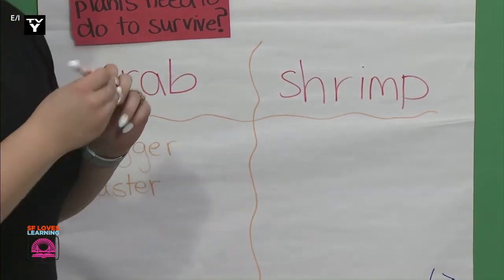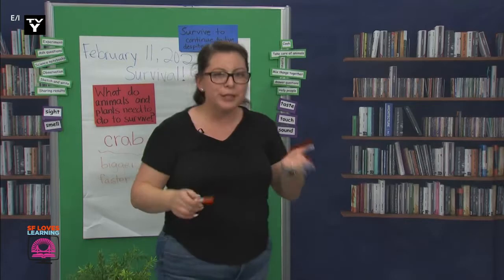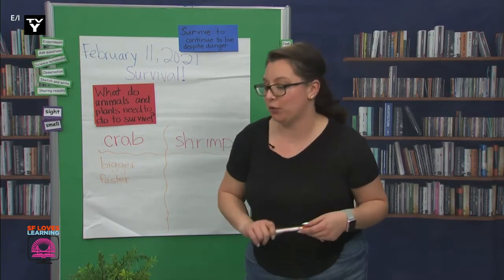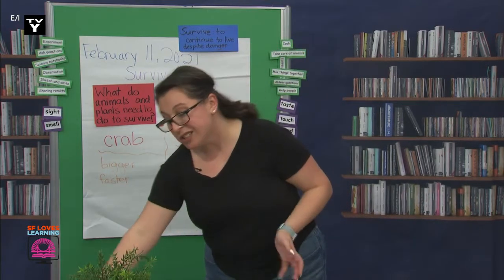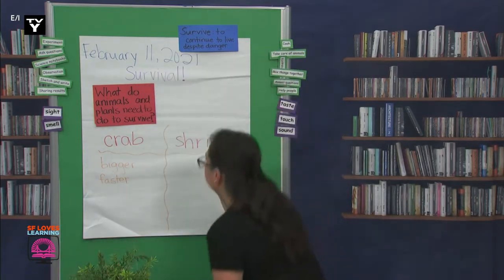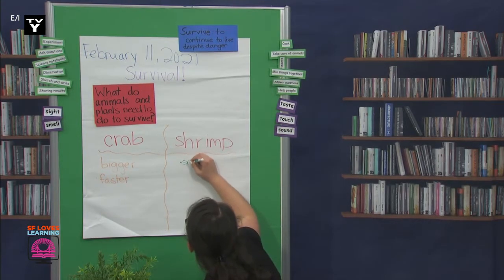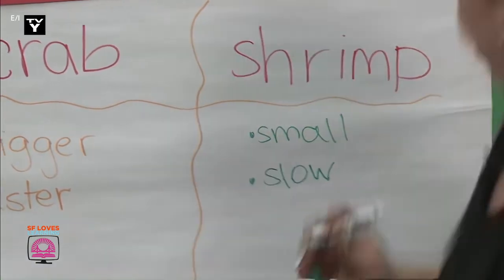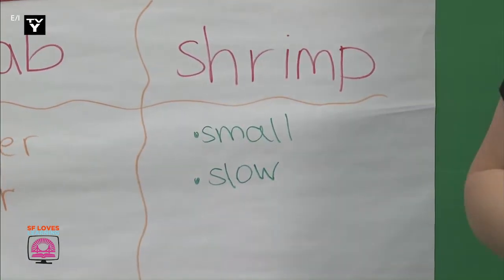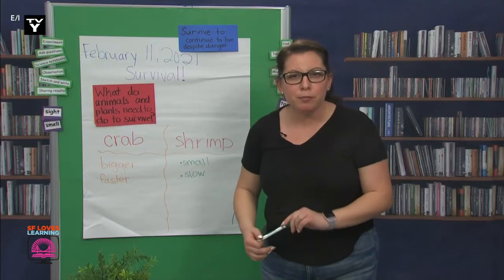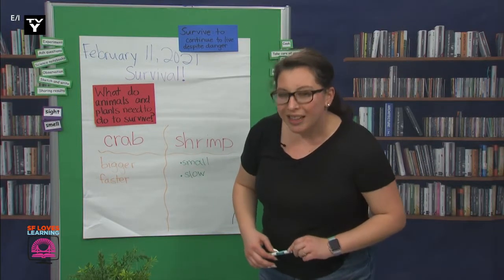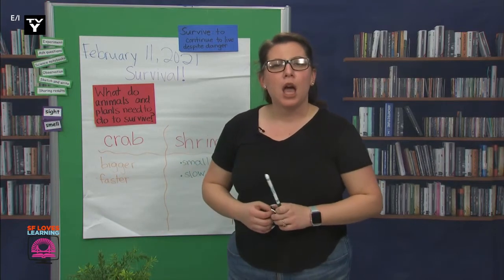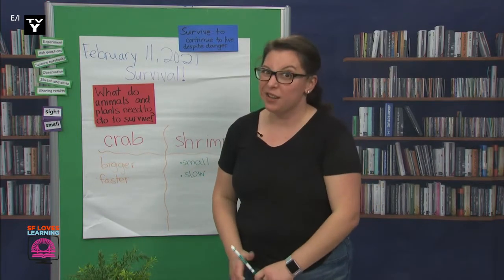Okay. And the shrimp was the opposite of that. Small and slow. Let's add those for the shrimp. Because even though it didn't survive, that's what it did. It was small and slow. What did I say that the crab used to grab the shrimp and eat it? Yes, it used its pincers or claws to grab the shrimp. I think I'm going to draw a claw instead of writing the word.